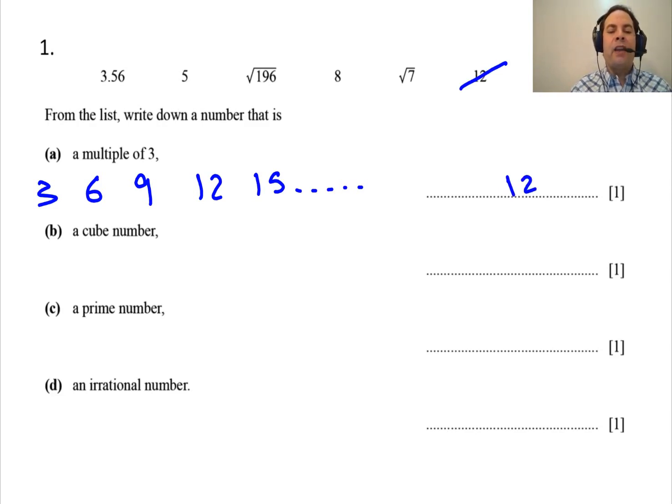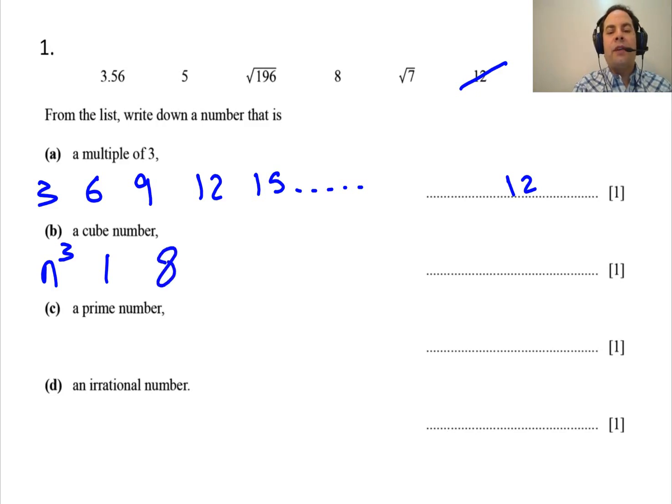Part B. A cube number. A cube number means a number written in this form, n to the power of 3, a number multiplied by itself 3 times. So if we start from 1 to the power of 3, which is 1 times 1 times 1. 2 to the power of 3 is 2 multiplied by itself 3 times, 2 times 2 times 2, the answer is 8.